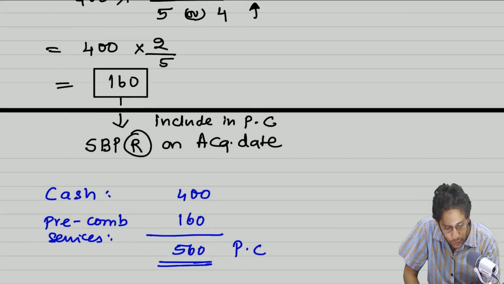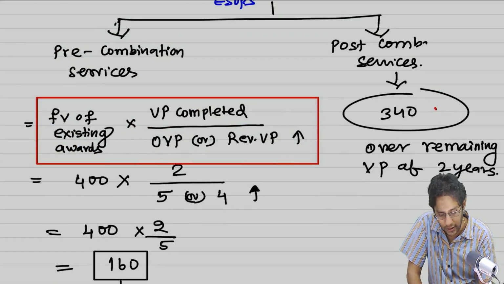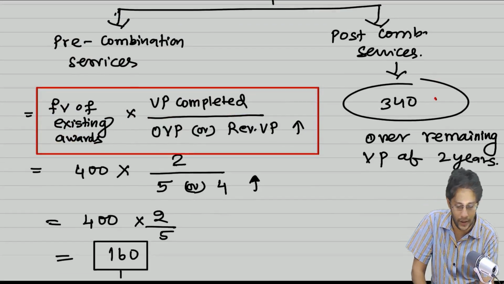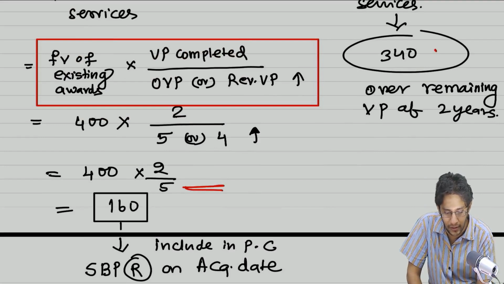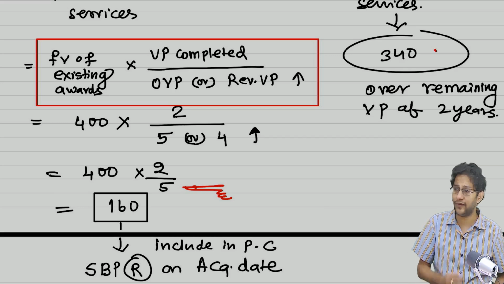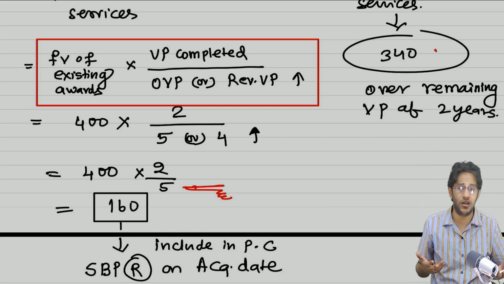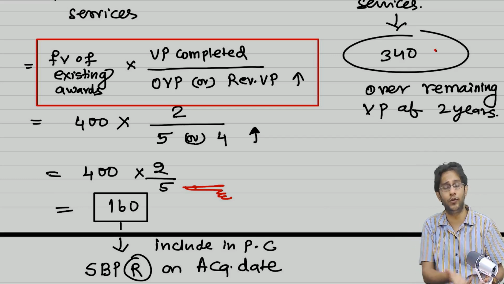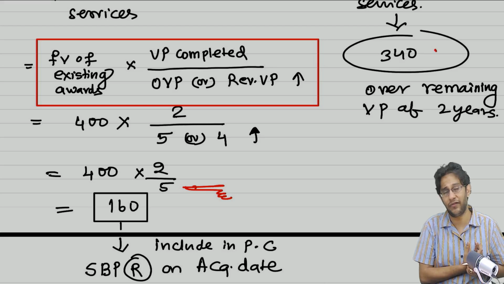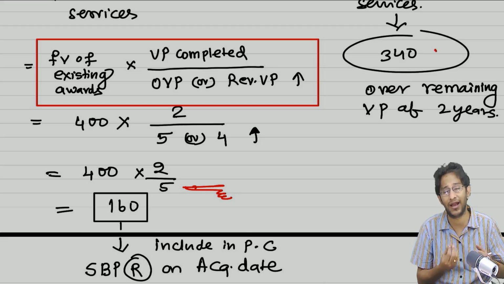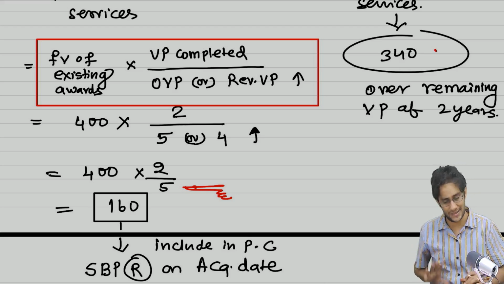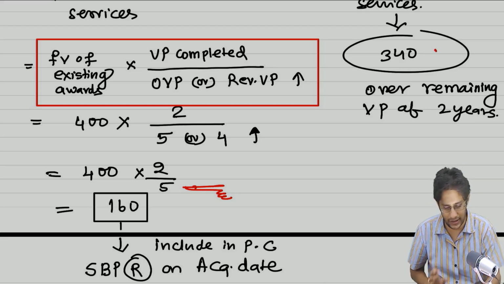Here one doubt students usually have: sir, why should I take whichever is higher? Because you are ultimately taking a denominator of 5. 5 is the vesting period of the original ESOP. But the original ESOPs are cancelled now. New ESOPs are there, and the vesting period is not 5, it is 4. Why are we taking the higher number in the denominator? Listen, ma'am, it's a very simple thing. It's a pure mathematical thing.